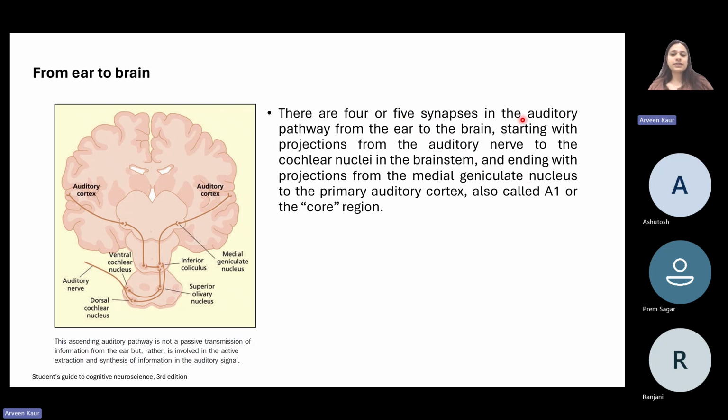There are 4 or 5 synapses in the auditory pathway from the ear to the brain, right? Over here, you can see the auditory nerve. There is the first synapse, the ventral cochlear nucleus, and the dorsal cochlear nucleus, when it is transferring this information. Then comes the superior olivary nucleus, then the inferior colliculus, then the medial geniculate nucleus. The lateral geniculate was for the eye, and the medial geniculate is for the auditory one, and this is taking it to the auditory cortex of the brain, right?